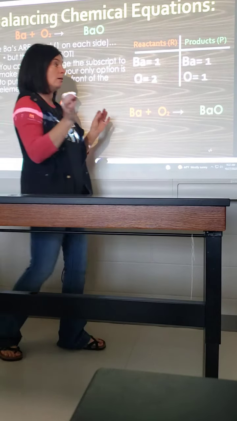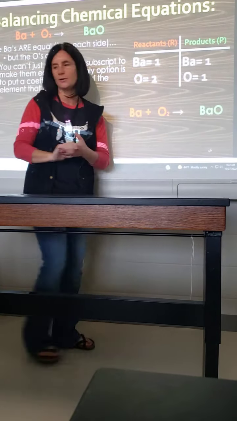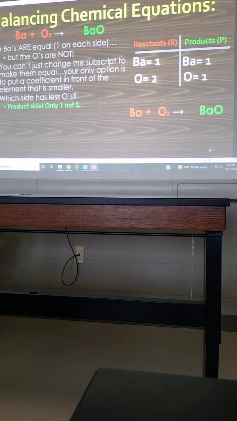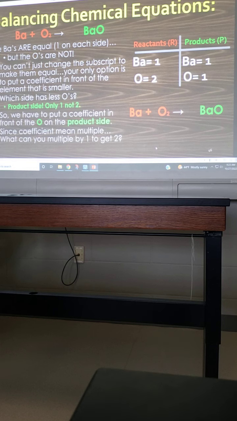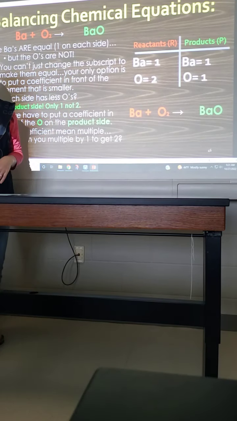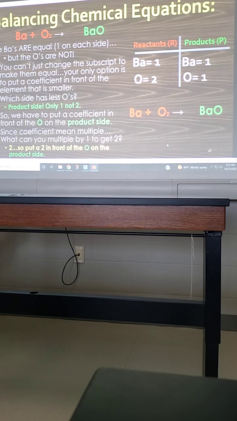So sometimes people like to kind of cheat. They're like, oh, I'm just going to put my coefficient right here. No, we can't do that. So our O's definitely have less. And so we're going to be working to try to bring up the product side. So that means we're going to have to put a coefficient on the product side. And again, coefficient means multiply. So if you ask yourself, what can I multiply by my subscript of 1 to get a 2? Because we're trying to get to 2. Multiply by 2. Okay. So if we put a 2, and notice I have a yellow 2 there now in front of that whole chemical formula, the whole thing.